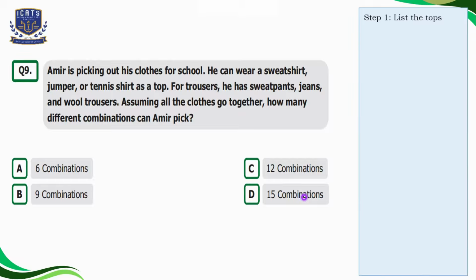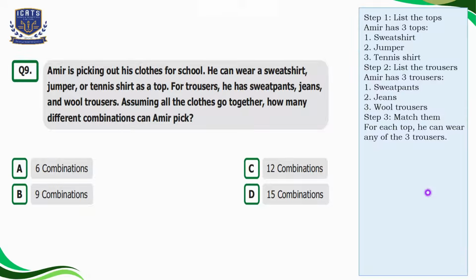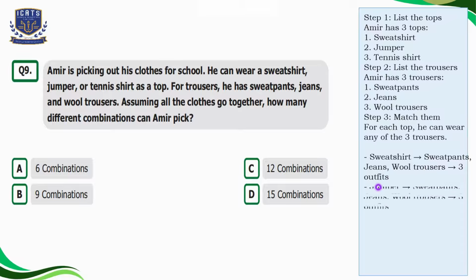So here, the first step is to list the tops. Amir has 3 tops: sweatshirt, jumper, and tennis shirt. Step 2 is to list the trousers. So Amir has 3 trousers: sweatpants, jeans, and wool trousers. Now our step 3 is to match them. For each top, you can wear any of the 3 trousers. For example, with the sweatshirt, you can wear sweatpants, jeans, or wool trousers. So there will be 3 outfits.